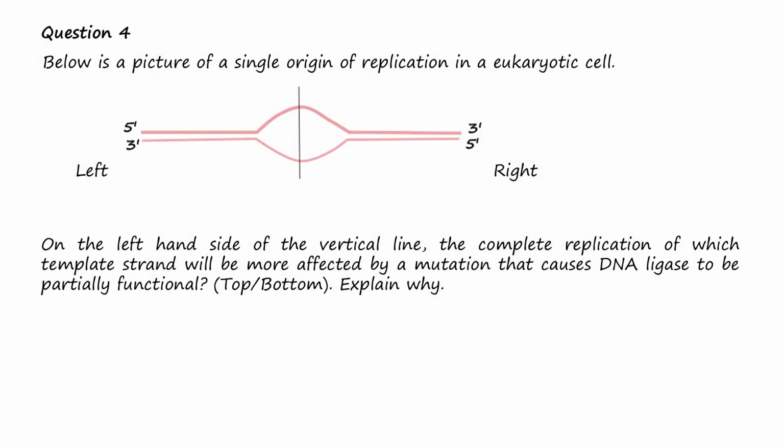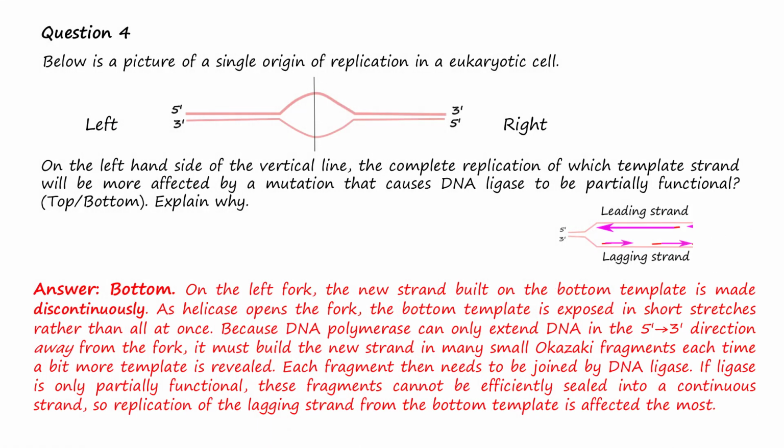Question 4. Shown here is a picture of a single origin of replication. On the left side of the vertical line, which template strand, top or bottom, will be more affected if DNA ligase is only partially functional? Explain why. The bottom template strand.